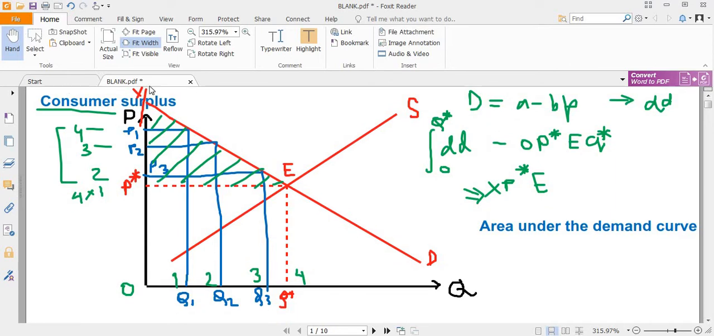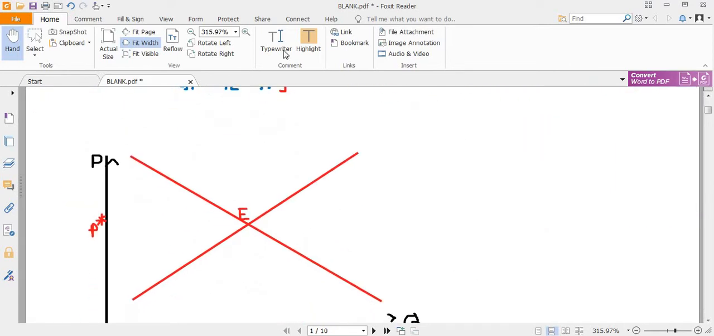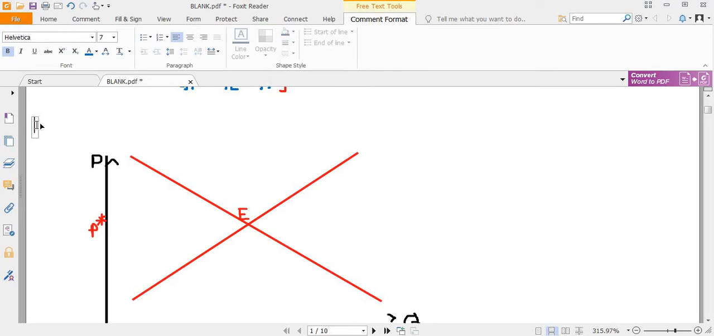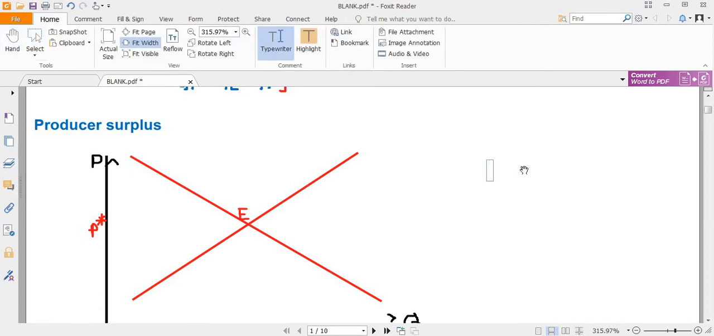In the last video we had talked about consumer surplus, and in today's video we'll be talking about producer surplus, which is the other side of the coin. So we'll be talking about producer surplus. It's essentially just the reverse of consumer surplus.